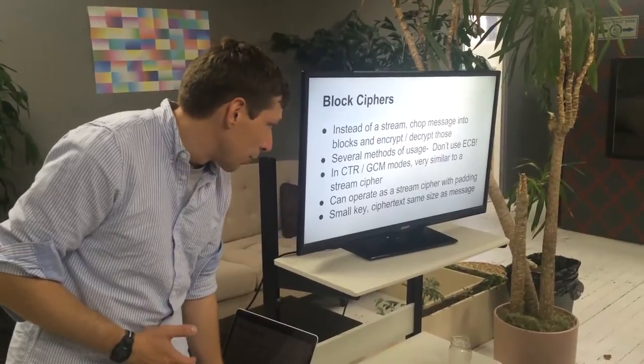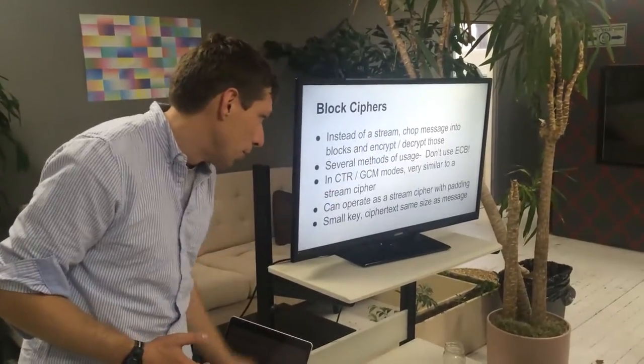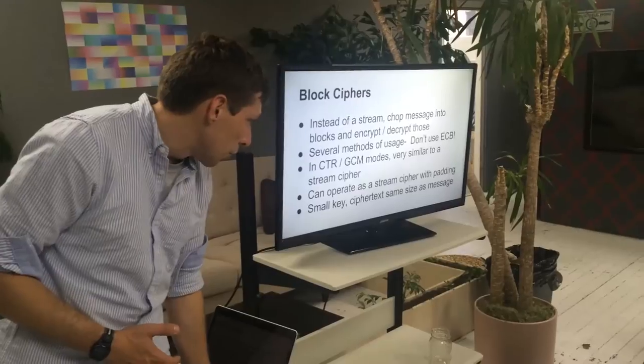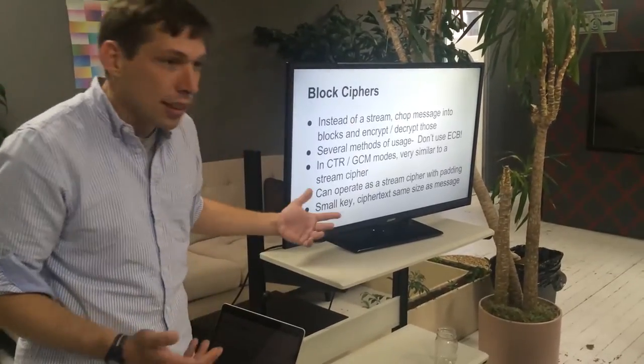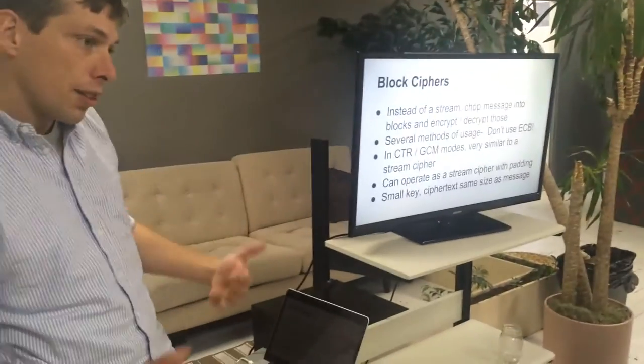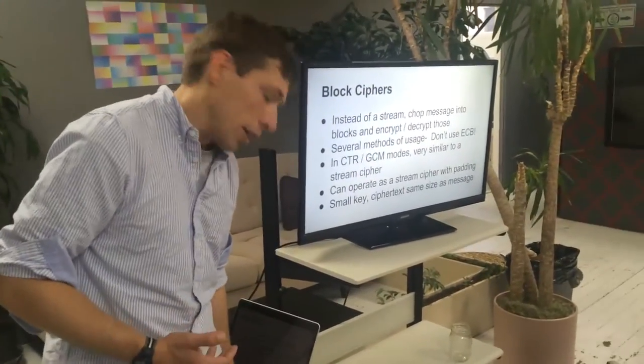So block ciphers and stream ciphers are in some ways interchangeable, especially in counter mode. What's good is the ciphertext is the same size as the message, doesn't expand your message at all, and the keys are quite small.